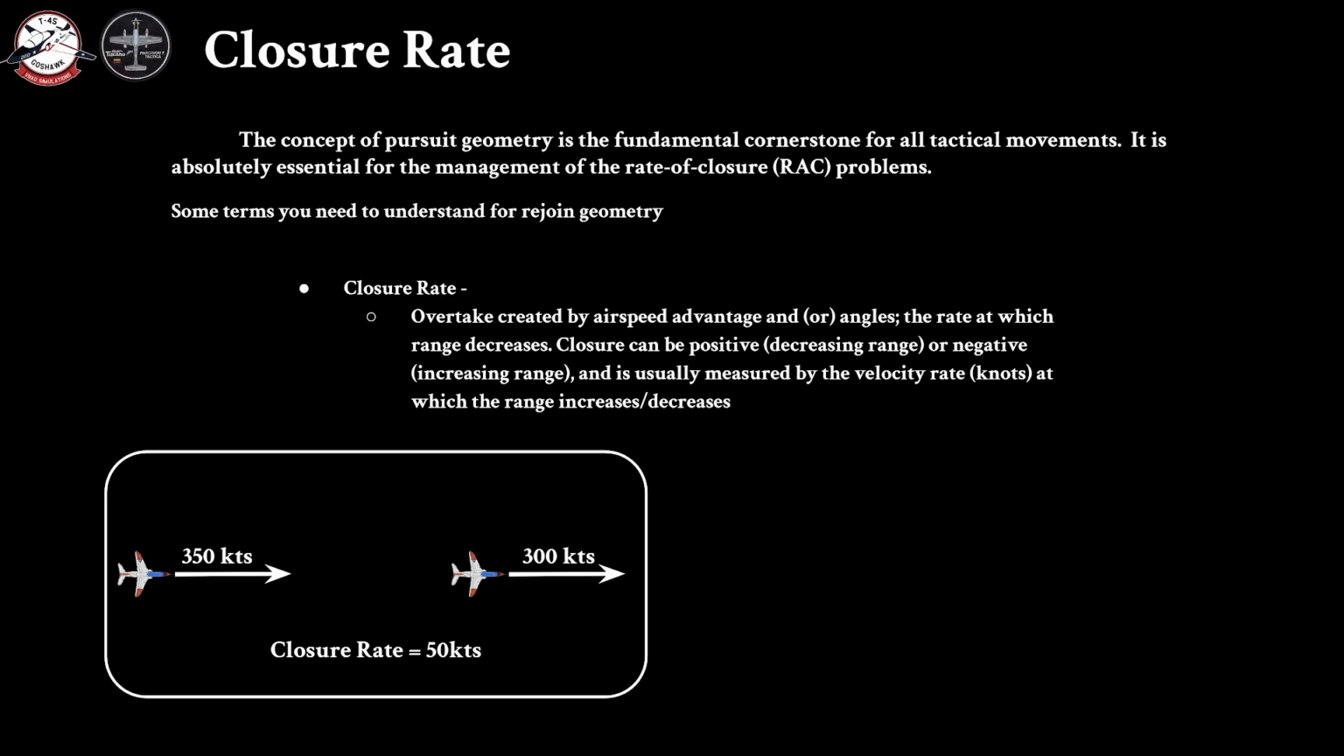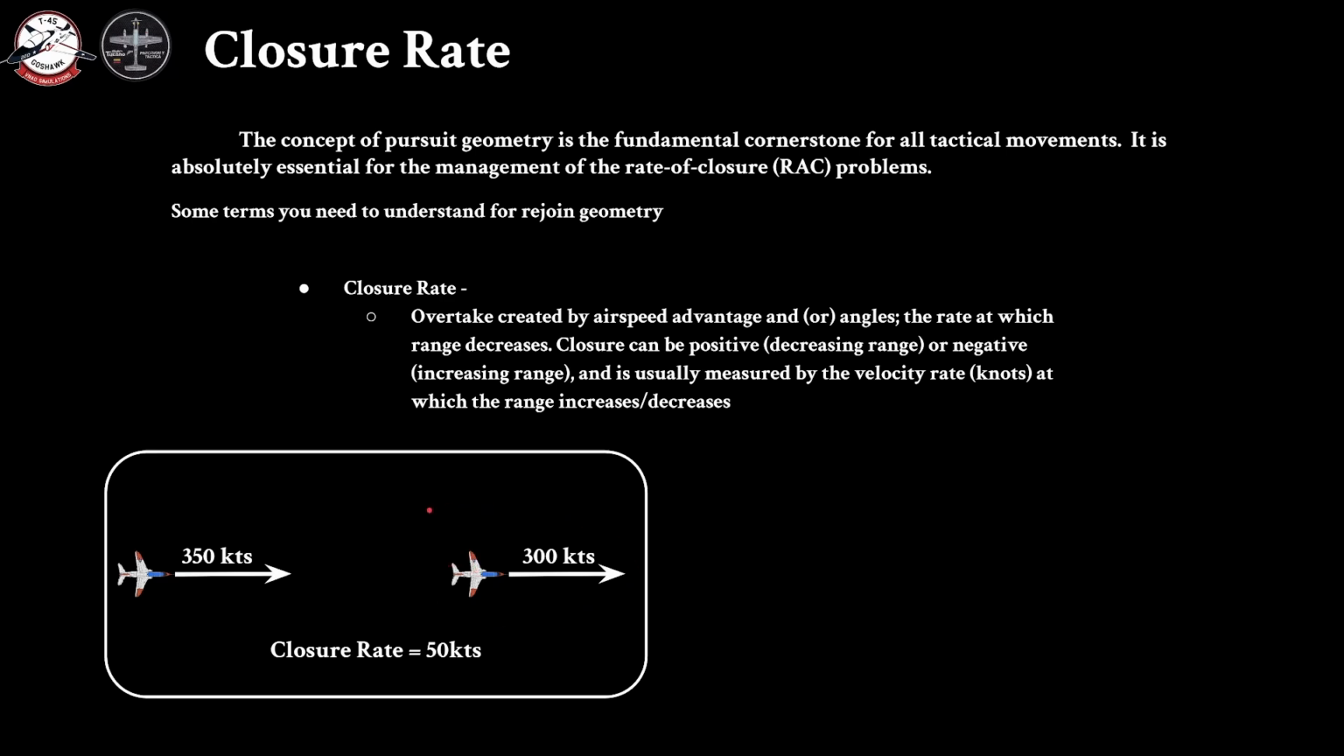Let's take a look at these two examples here on the bottom. So this one here on the left shows the trailing aircraft is traveling at 350 knots, and the lead aircraft is traveling at 300 knots.